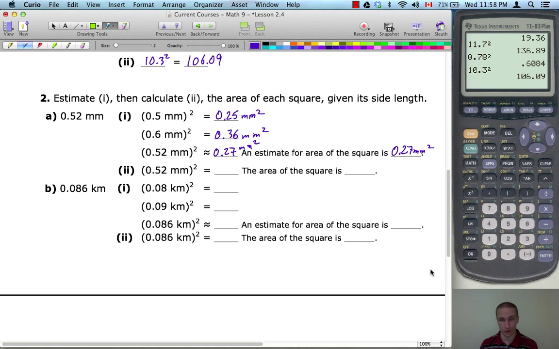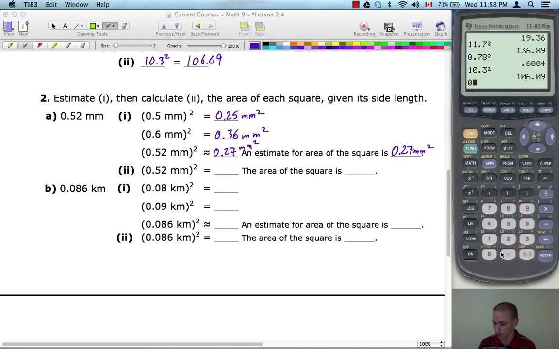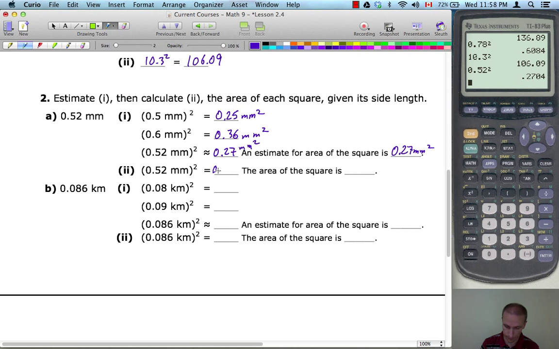So 0.52 squared is actually, when we calculate it, 0.2704 millimeters squared. So the area of the square is 0.2704 millimeters squared. Okay, now let's take a look at the next one. So a few more decimals involved in this one.